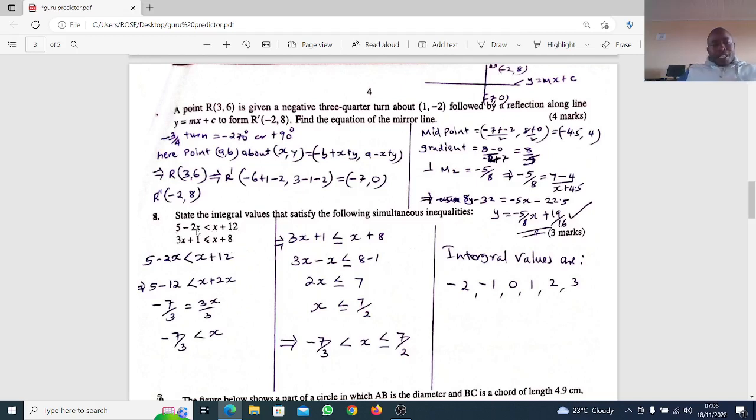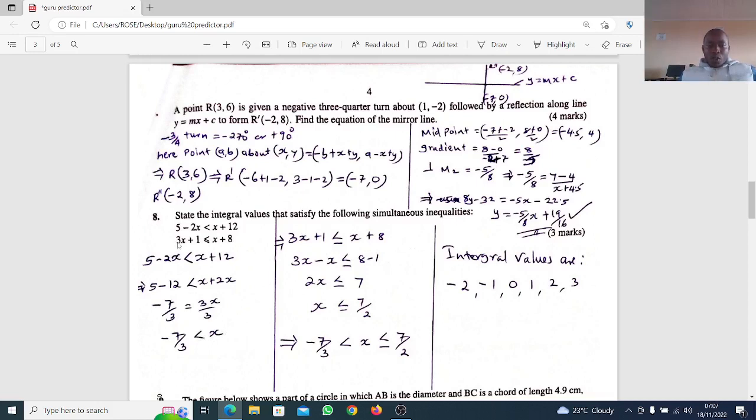If I take the first inequality, I ensure that on the left-hand side, I remain with a number. So I'll take negative 2x to the right-hand side, and I take 12 to the left-hand side. So it will be 5 minus 12 is less than x plus 2x. 2x was subtracted, so it goes to the right-hand side, it becomes positive. So this gives you negative 7, and this gives you 3x. Negative 7 is less than 3x, you divide by 3 both sides, so that you remain with negative 7 over 3 is less than x. So that is your first inequality.